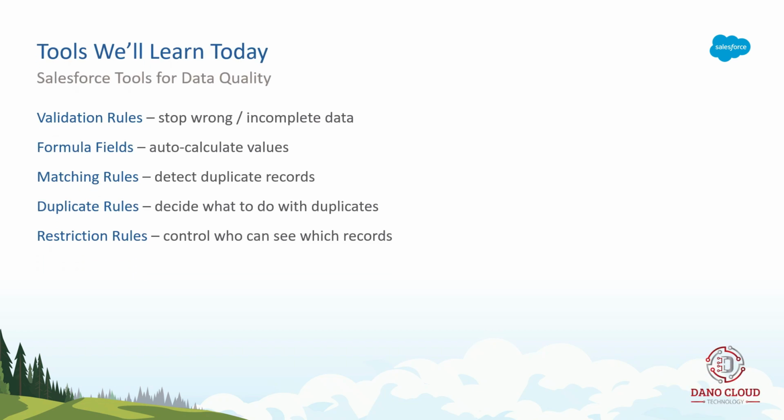Salesforce gives us five native tools to ensure data quality. First one, validation rules. They prevent bad data before saving. Second one, formula fields. They auto-calculate dependent fields. Third one, matching rules. They identify potential duplicates. Fourth one, duplicate rules. They decide what to do when a duplicate is found. Fifth one, restriction rules. They enforce record level visibility beyond sharing. Each of these tools contributes to high data trustworthiness across the org.